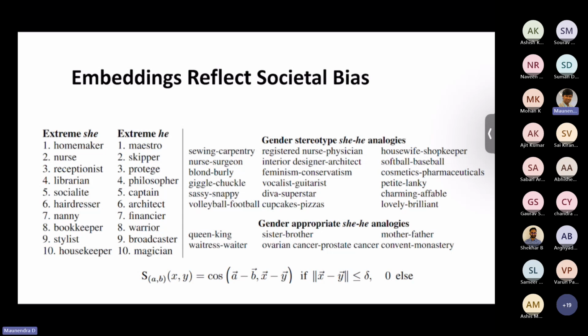Okay, then there are a few other gender stereotypes and other things also, and there could be some gender appropriate she-he analogies also, where she-he is the same as queen-king, waitress-waiter, sister-brother, these are okay, right? So suppose this is the behavior and we say that this behavior is not right, then what should we do? So what is your recipe? If we want to remove the societal bias, what should be our step? Should we try to fix the algorithm? Should we try to fix the data, or what?